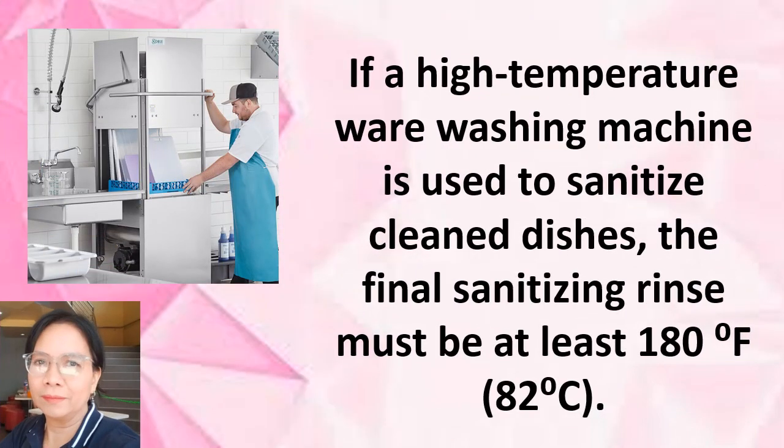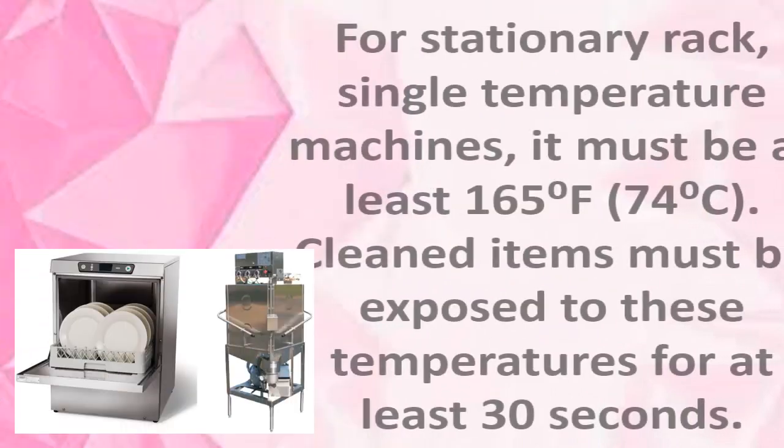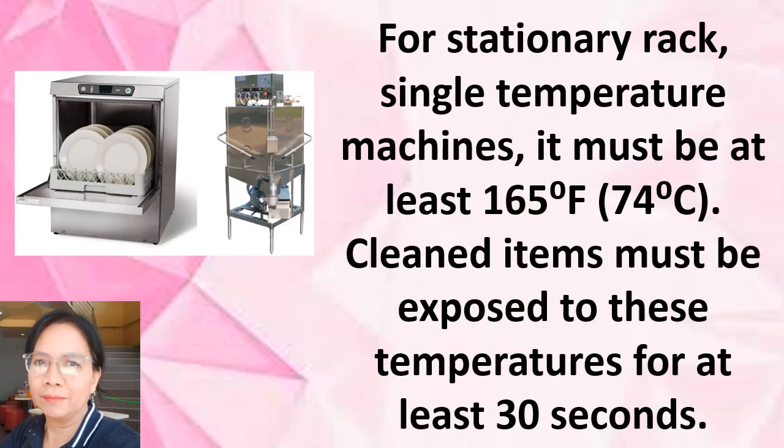If a high-temperature ware washing machine is used to sanitize cleaned dishes, the final sanitizing rinse must be at least 180 degrees Fahrenheit or 82 degrees Celsius. For stationary rack single-temperature machines, it must be at least 160 degrees Fahrenheit or 74 degrees Celsius. Cleaned items must be exposed to these temperatures for at least 30 seconds.